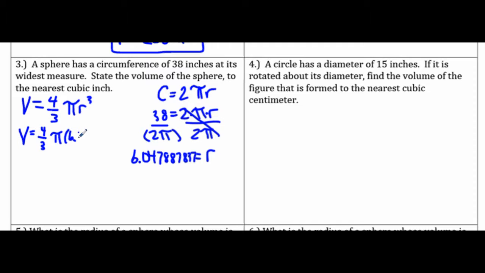There's the radius. Now go back because it asked for the volume, so just type that in for r. And remember, again, it's cubed. So it says the nearest cubic inch, which means I'm putting this whole thing into the calculator. All of it, including the pi.